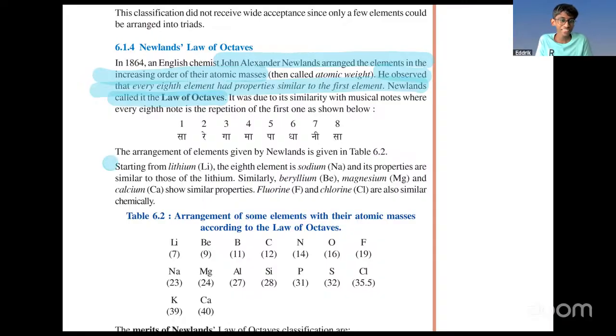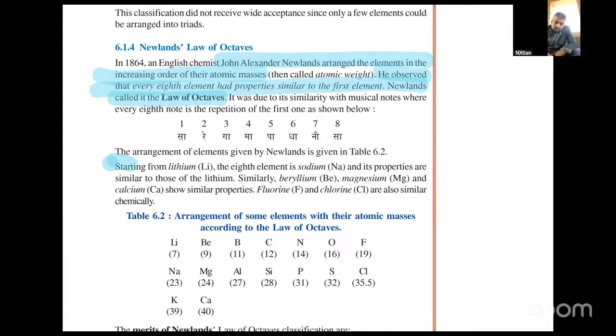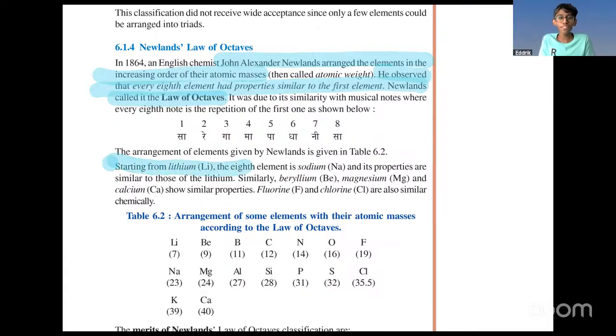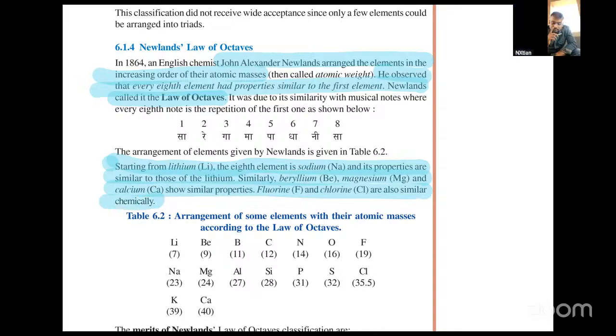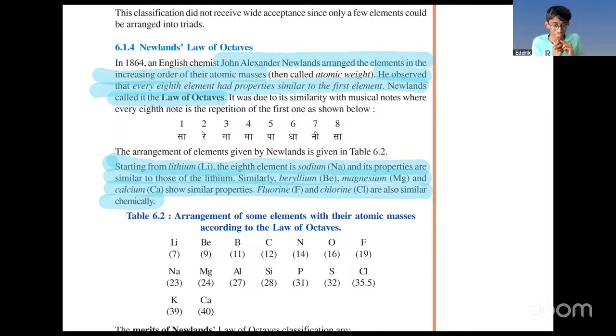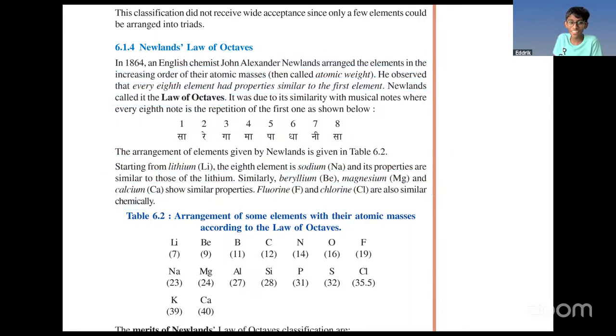The arrangement of elements given by Newlands is given in table 6.2. Starting from lithium, Li, the eighth element is sodium, Na, and its properties are similar to those of lithium. Similarly, beryllium Be, magnesium Mg, and calcium Ca show similar properties. Fluorine F and chlorine Cl are also similar chemically.